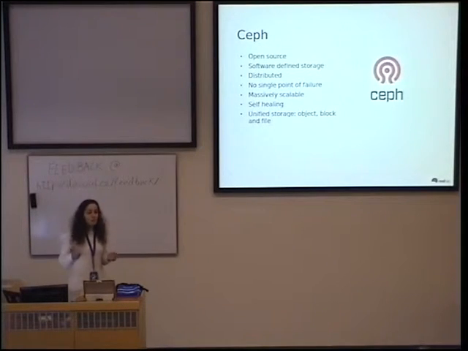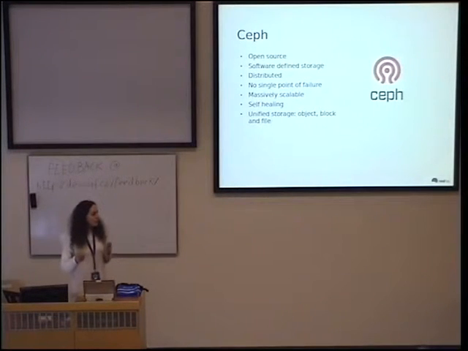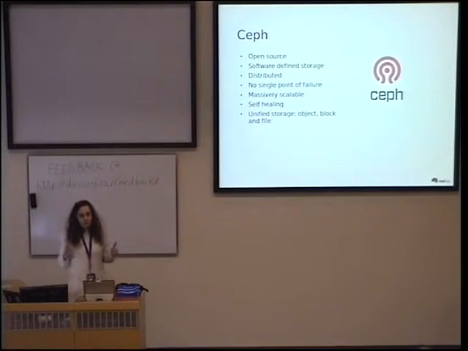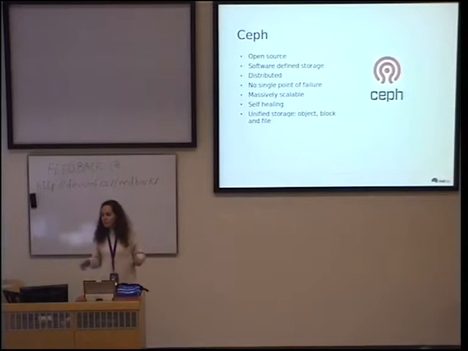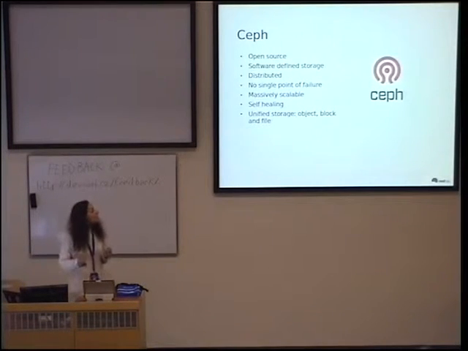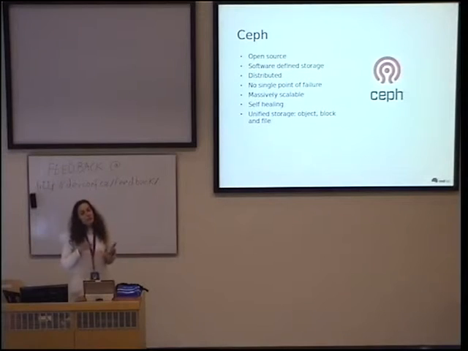And because it was built for a really large number of nodes, you cannot expect the user to handle errors, and there will be errors, because when you talk about 1,000 nodes, nodes will fail, hard disks will fail, you have problems in the network. Everything is going to happen, so you need self-healing, and it fixes itself. And it allows you to have a unified storage API, so you can access it using file, block, and object.